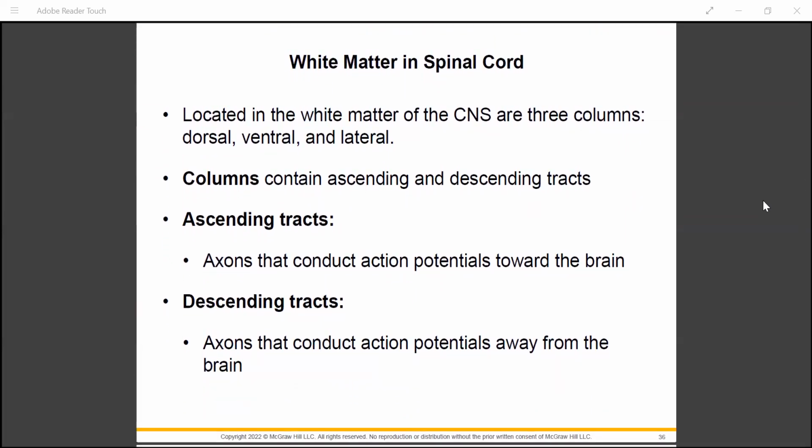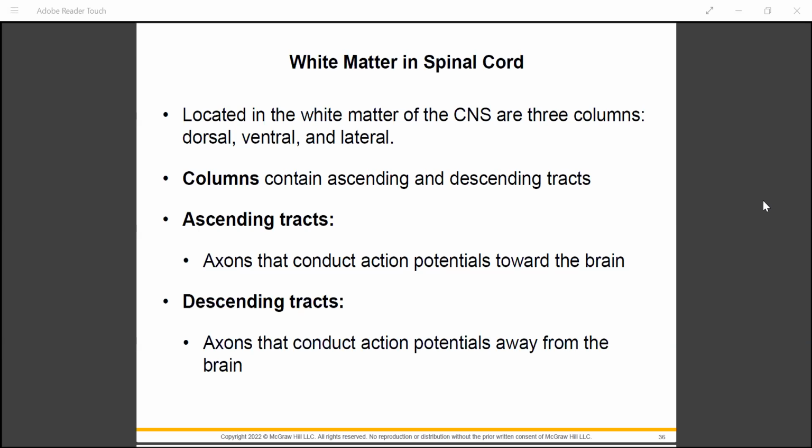So our white matter is organized in what's known as columns, because they travel up and down the spinal cord. So think of that as the column. They're all located in the white matter. We have three different columns: dorsal, ventral, and lateral. We're not going to get into the specifics of what's contained in each of these areas. The only thing that I want you to be able to understand is the difference between ascending and descending tracts.